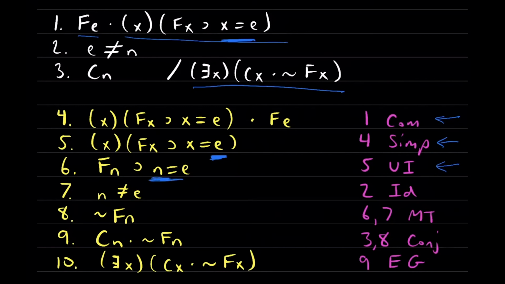Way back on line 2, we saw that e is not identical to n. So we can reverse the order of that using the identity rule, the second version of the identity rule, to say that n is not identical to e. That's how we got line 7.